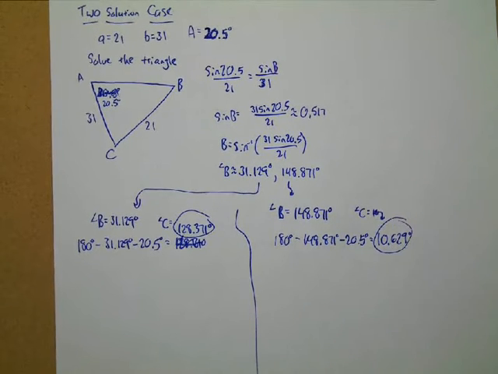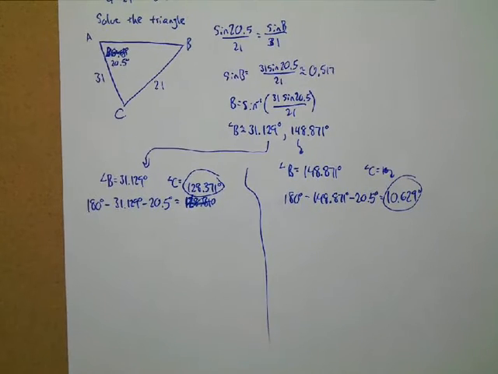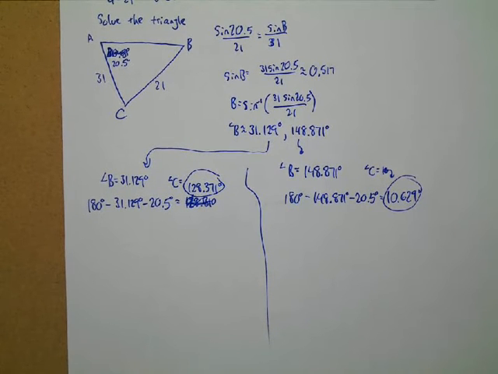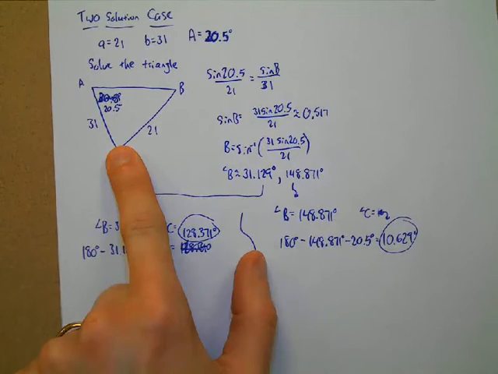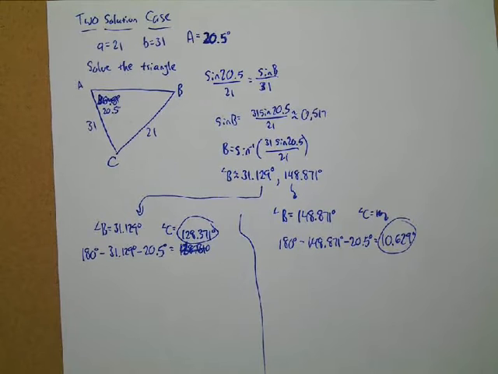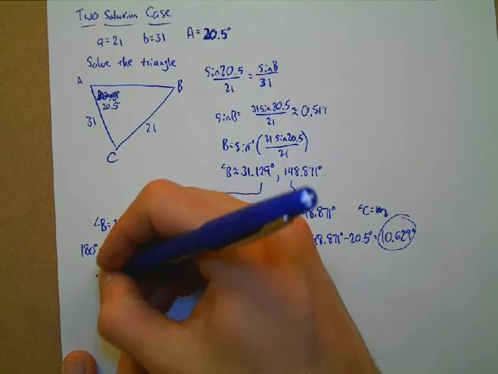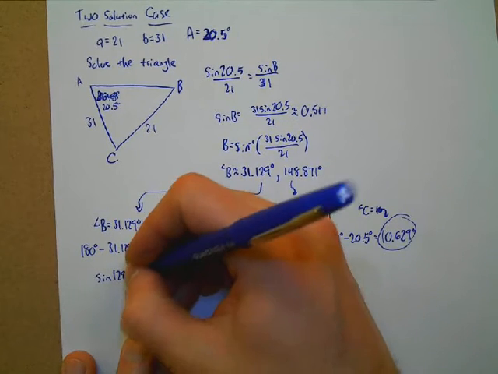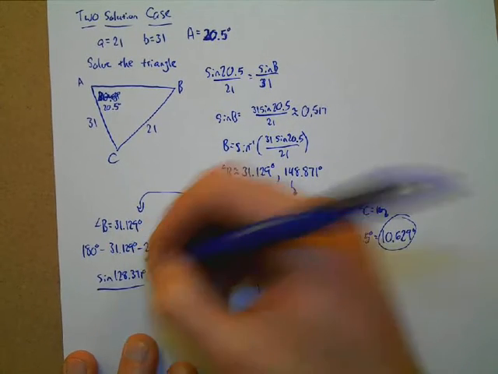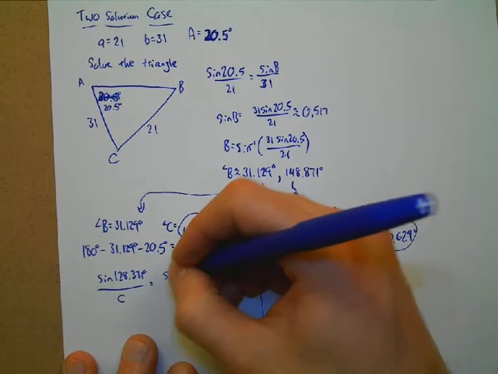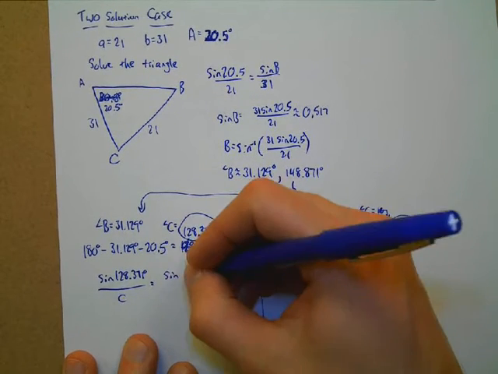And then what's the last thing we're going to solve for? We have angle B, we have angle C. What's the last piece we need? Side c, exactly right. And so we'll do sine of the angle C, 128.371 over little c equals, and I'll use my A again, sine of 20.5 over 21. And then here it's going to be sine of 10.629 over little c equals sine of 20.5 over 21.